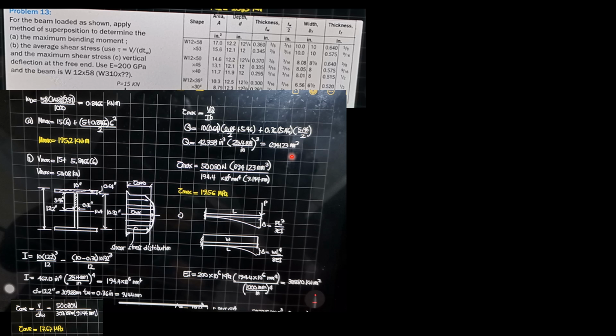So that would be 694,123 mm cubed. So tau max therefore is equal to maximum shear V times Q over moment of inertia, 194.4 times 10 to the 6. Then b, the width of the portion that will be sheared off when failing, is 9.144, which is also the thickness of this web here. We get 19.56 megapascals, which is expectedly higher than 17.67 megapascals based on this figure.